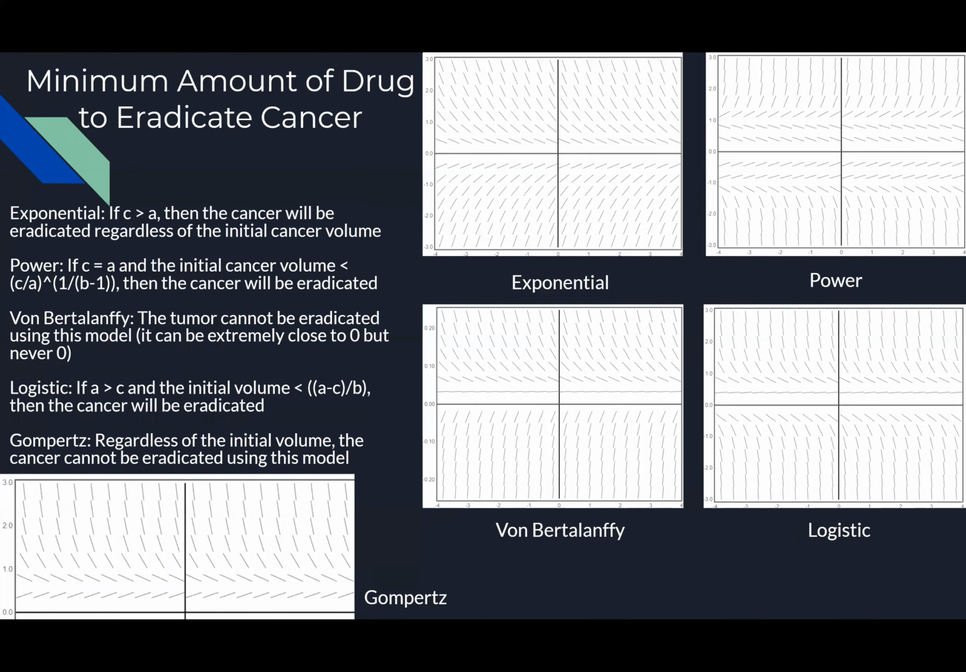For von Bertalanffy, it cannot be eradicated regardless of the scenario, but it can get extremely close to 0 because it'll always converge to its equilibrium point. The logistics, A must be greater than C, and the initial volume must be less than its equilibrium point. And finally, for Gompertz, it is similar to von Bertalanffy in that it cannot eradicate using this model, regardless of the scenario.